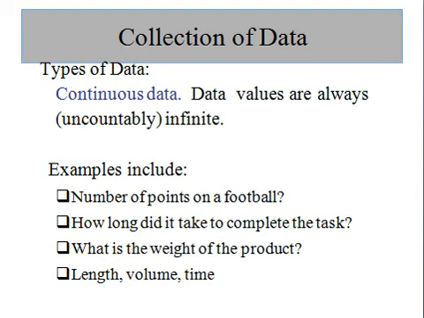Second one is continuous data. So data values are always uncountably infinite. Example would be number of points on a line. So there are infinite points on a line, right? Number of points on a football, definitely infinite, because it depends on the dimension of points. And some people are saying that okay, point is a dimensionless quantity, right?